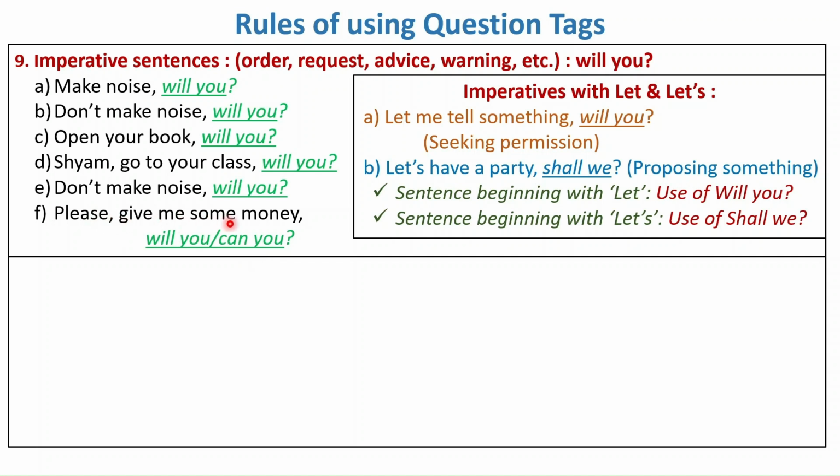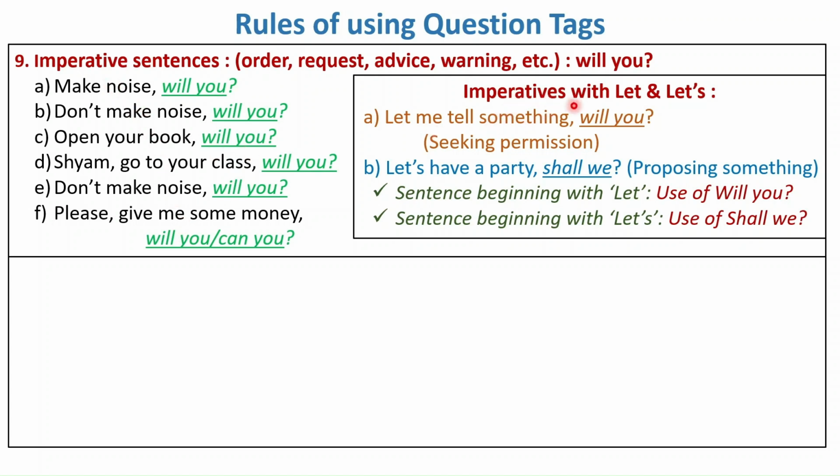Please give me some money. Will you? Please give me some money. Can you? Please give me some money भनेपछि अब यो काम गर्ने छौ भन्नु छ भने will you सोध्ने, will you use गरेर प्लिज गिभ मी सम मनी, यो काम गर्न सक्छौ भन्नलाई क्यान यु पनि भन्न सकिन्छ. But mostly will you is used for all type of imperatives.